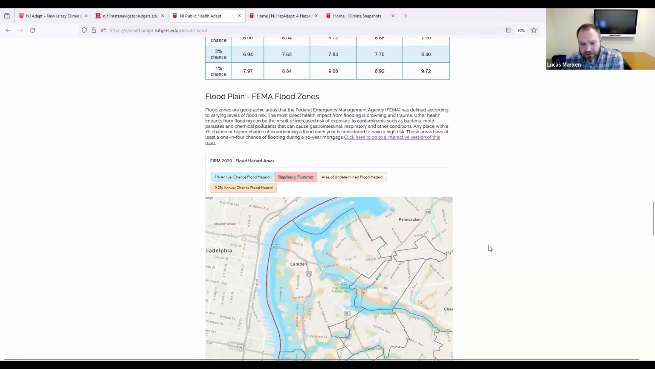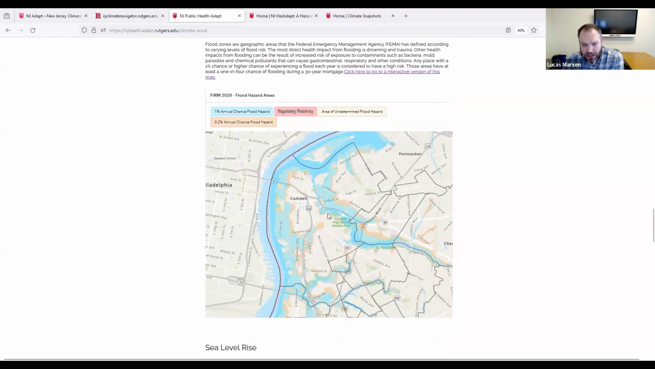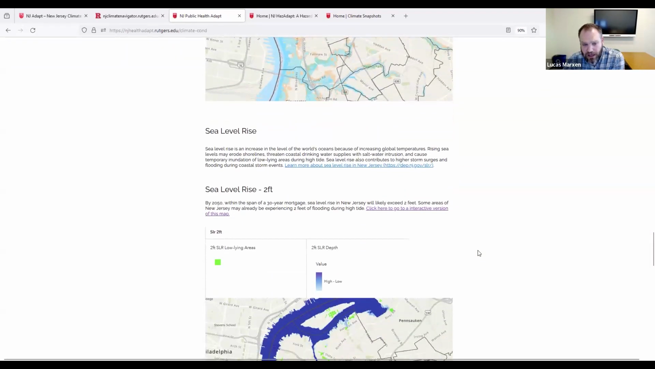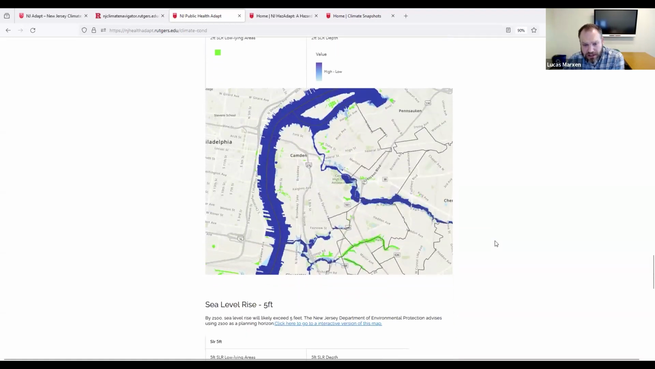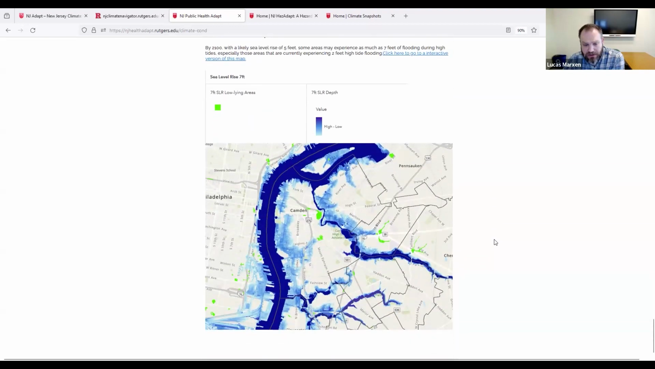We then include some of the flooding maps to help visualize areas that would potentially be at risk of different types of flooding. In this case, this first map is our FEMA flood zone map, showing the 1% annual chance flood hazard, which is the 100-year storm, and the 0.2% annual chance flood hazard, which is our 500-year storm, in the orange. Again, you can see which areas of your municipality are particularly at risk for those types of flooding events. And then we also provide maps on sea level rise, looking at 2 feet of sea level rise, 5 feet of sea level rise, and 7 feet of sea level rise.